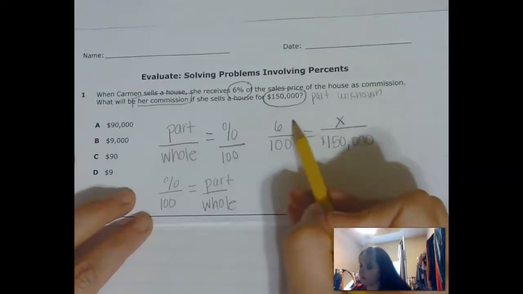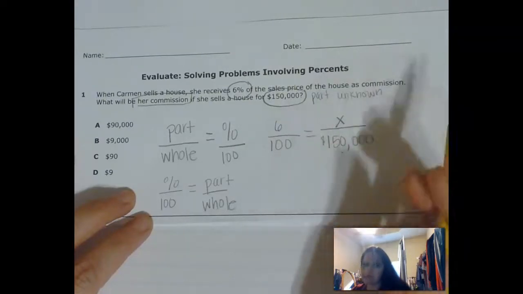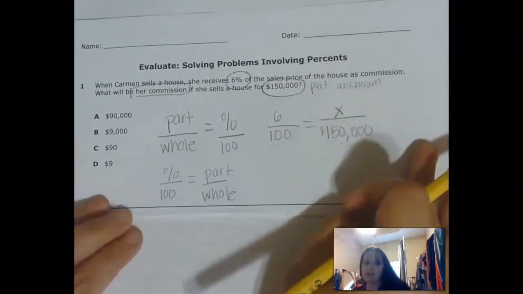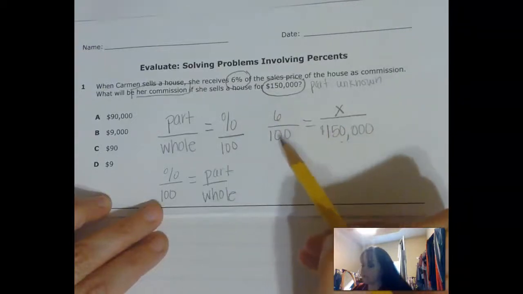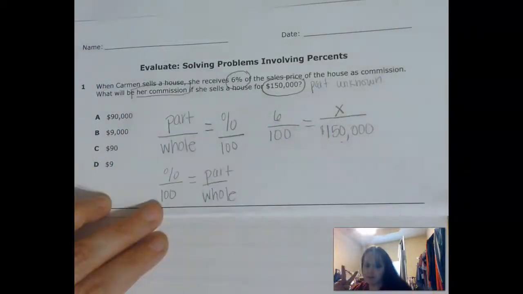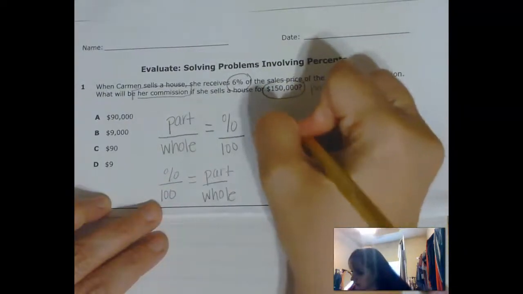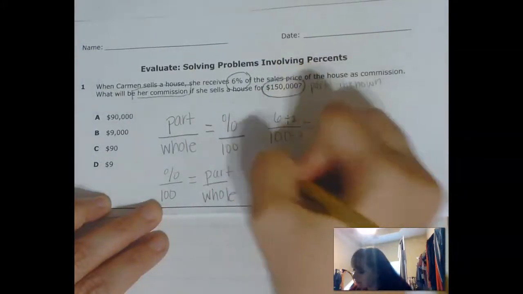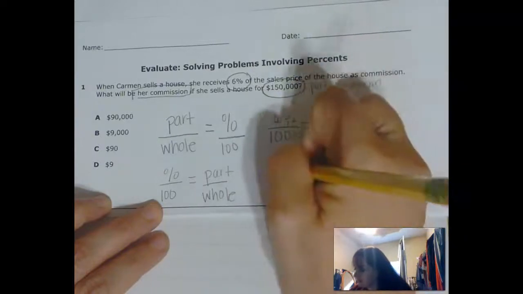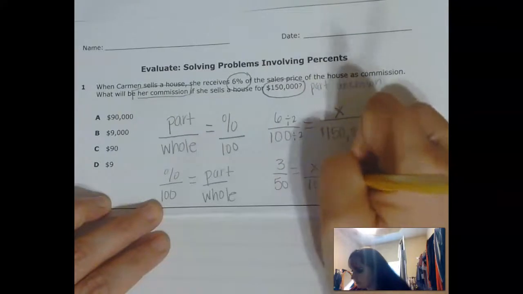Or I notice that these two are both even. So I could simplify first. Miss Garza always goes with simplifying first because it always makes it a little bit easier to solve that type of problem. So both of those are even, which means it is divisible by 2. So 6 divided by 2 and 100 divided by 2 is 3/50, which is now equal to x over 150,000.